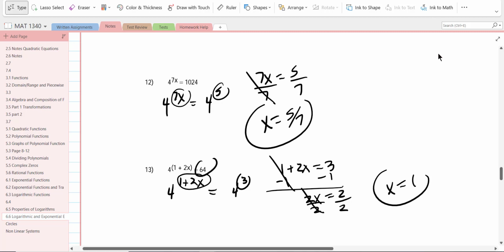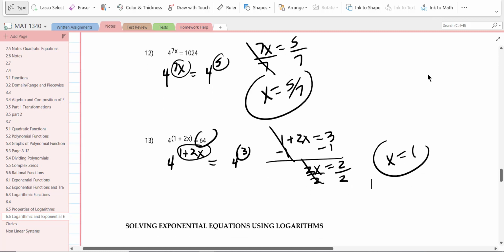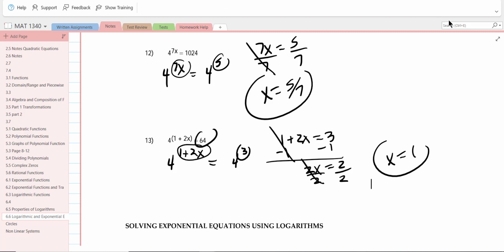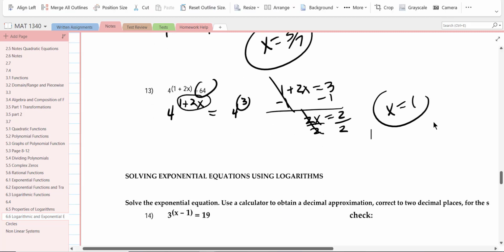What we're going to focus on mostly is an exponential equation where you have to use logarithms. Okay? So you have to be pretty well adept with your logarithms. That's what we've been working on the last couple of weeks.